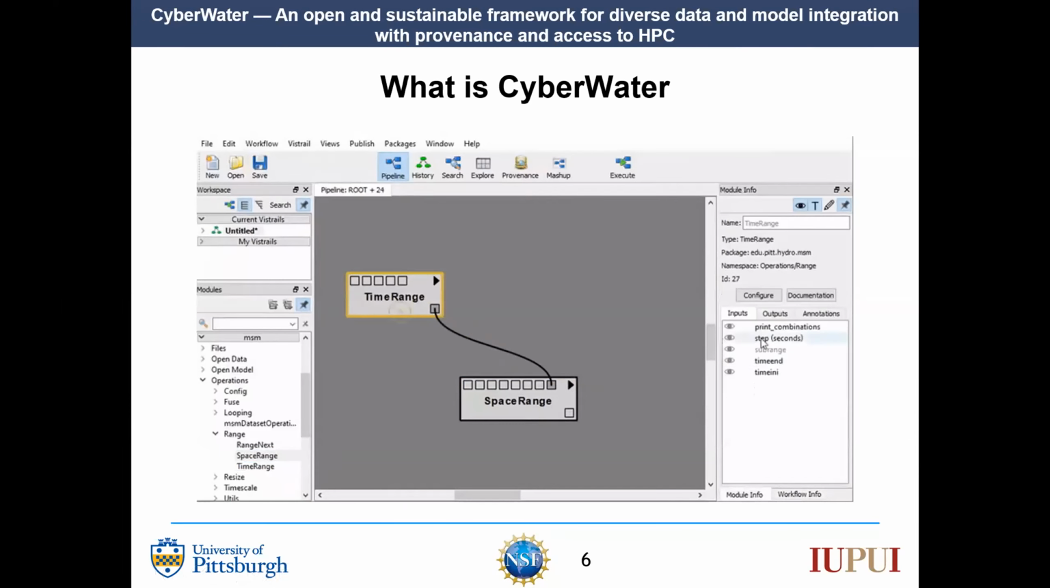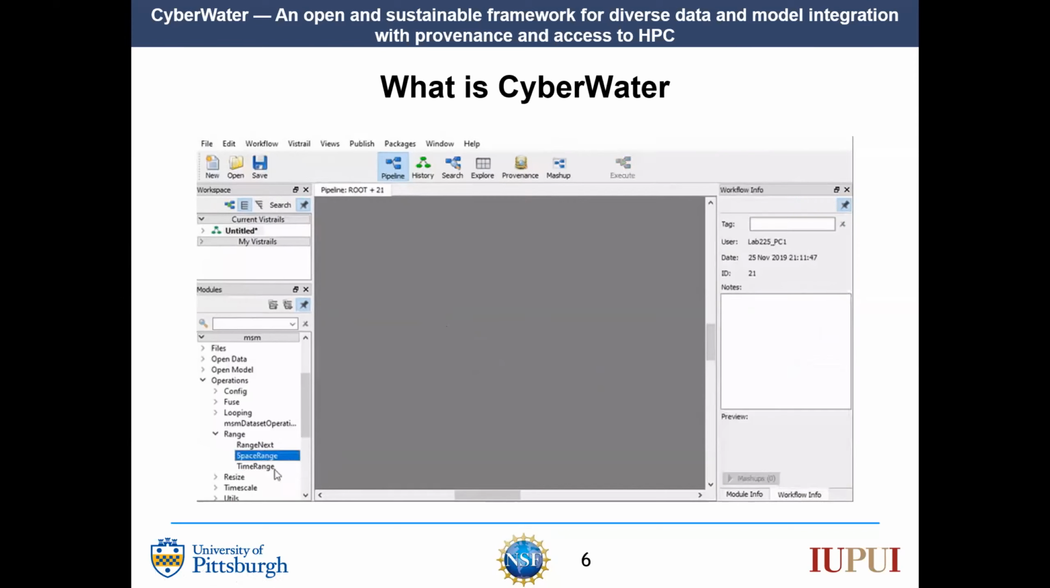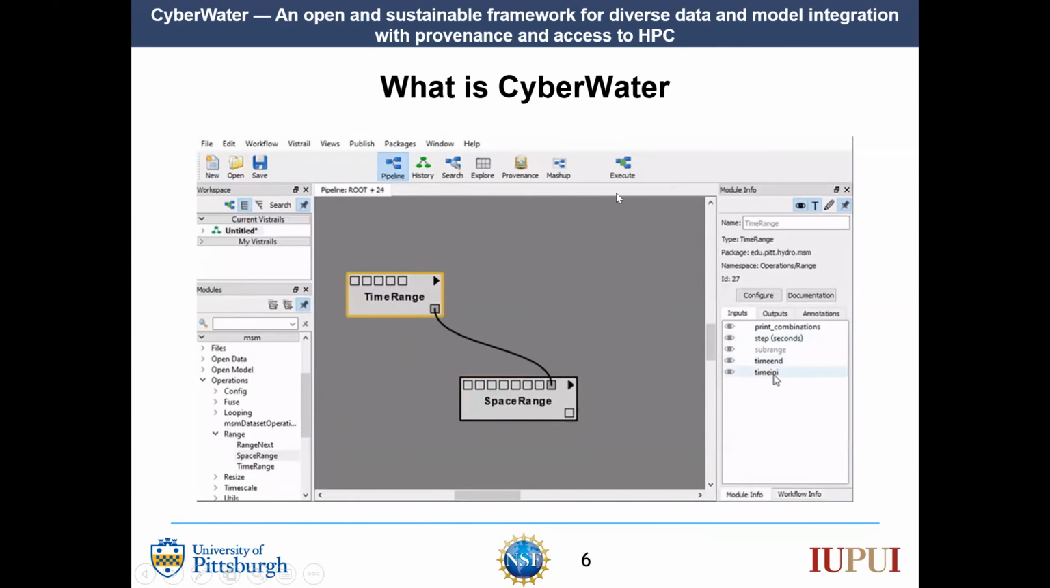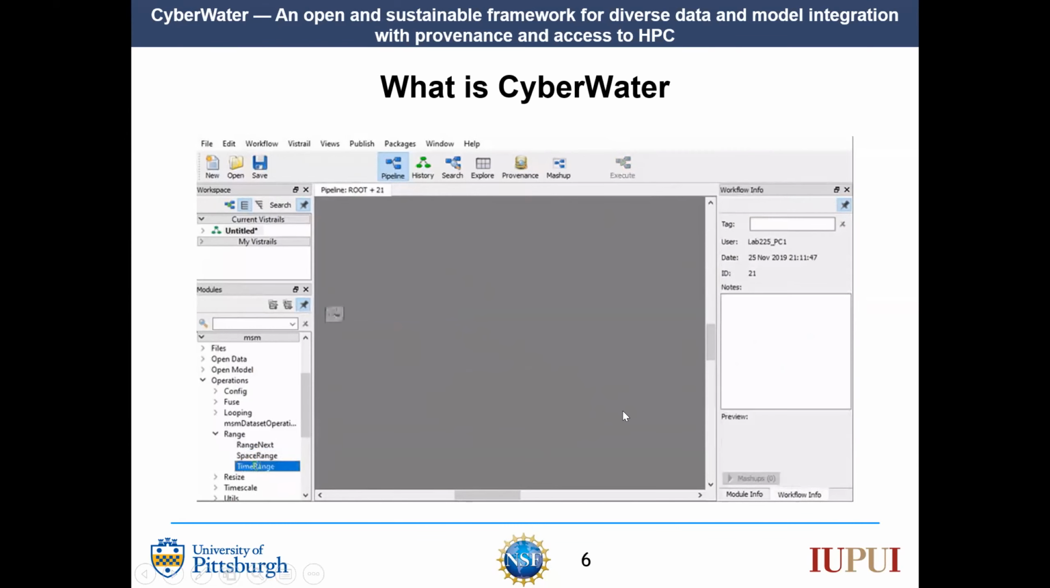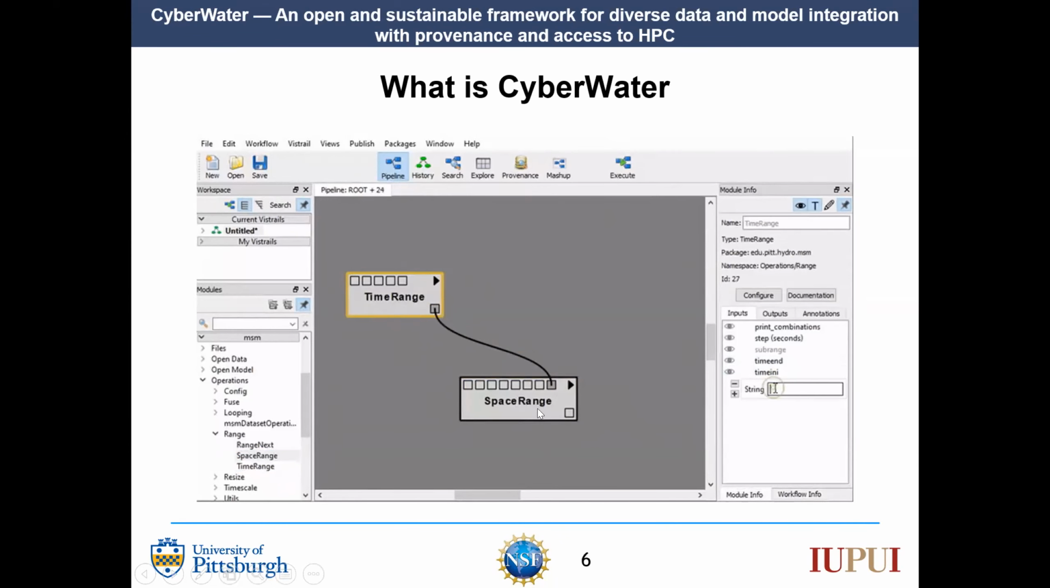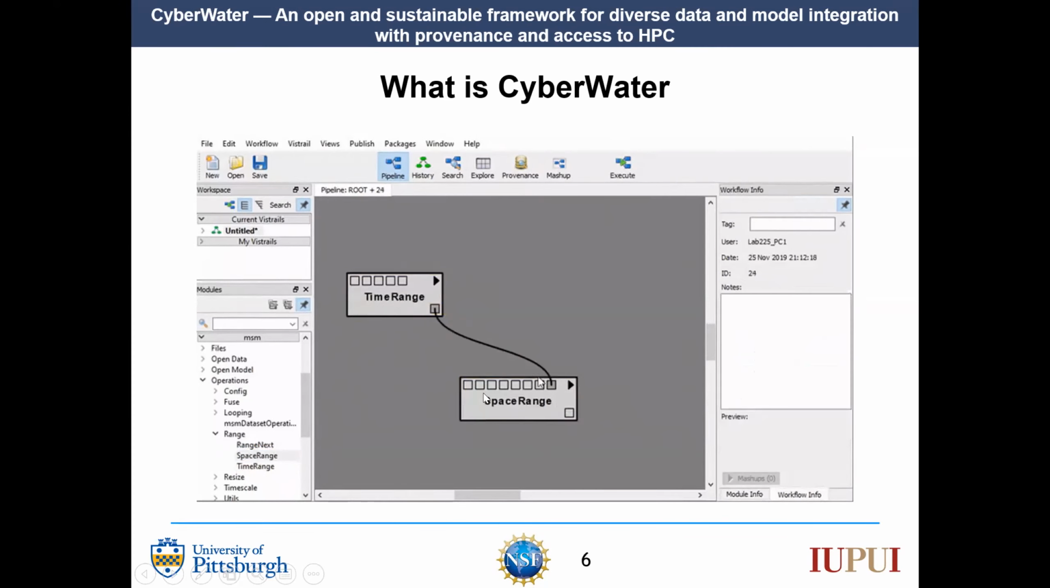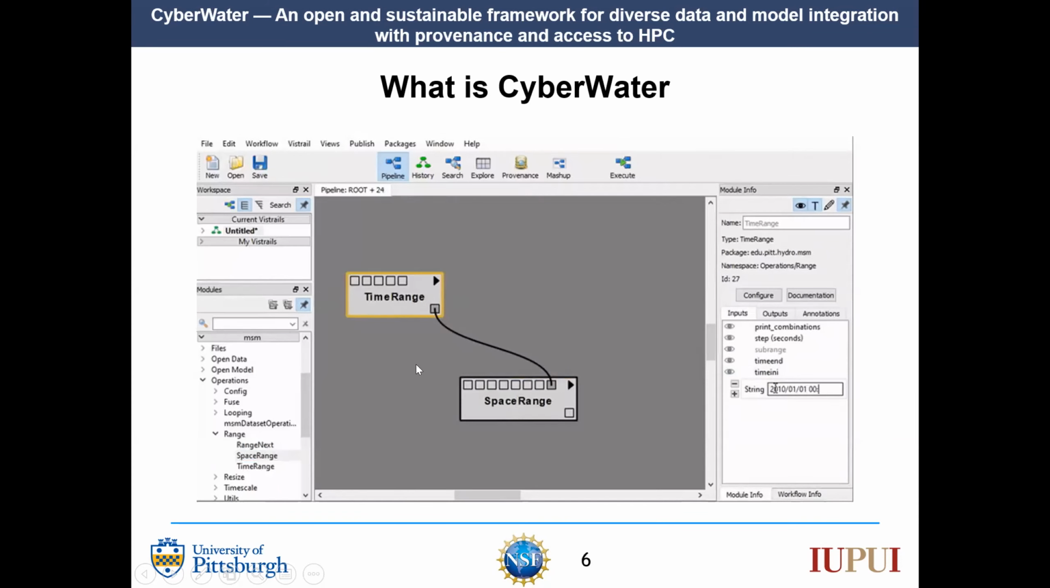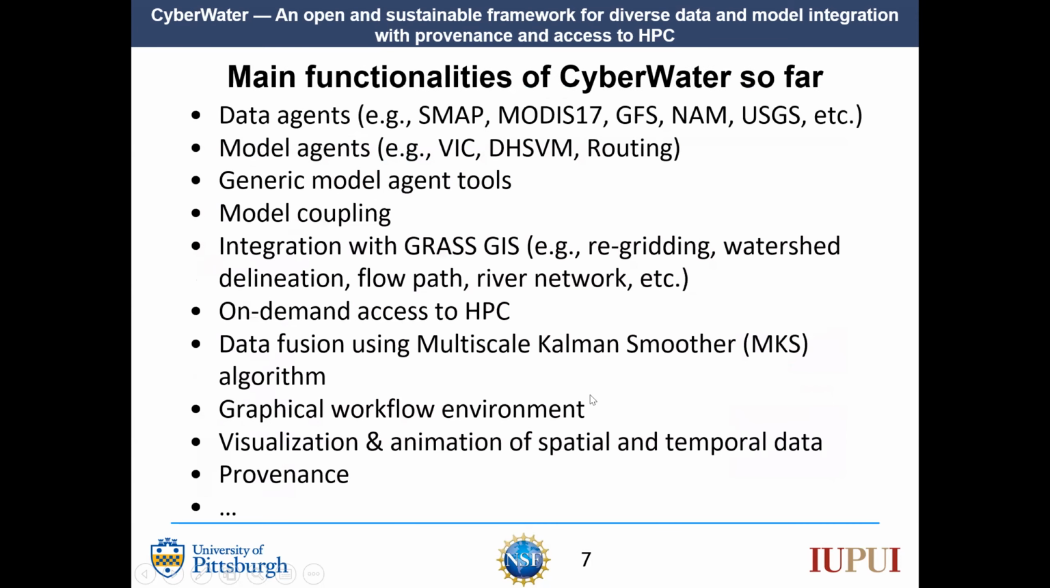So here is a preliminary view of what the CyberWater user interface looks like. The center part here is the workspace. These different boxes are the different modules. Each module accomplishes certain tasks. These modules have been developed by the development teams of CyberWater. You can drag these modules from the left panel here into the workspace and have them connected to form your workflow. And the workflow can accomplish what you want to accomplish.